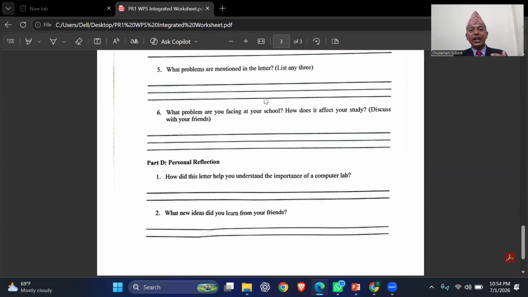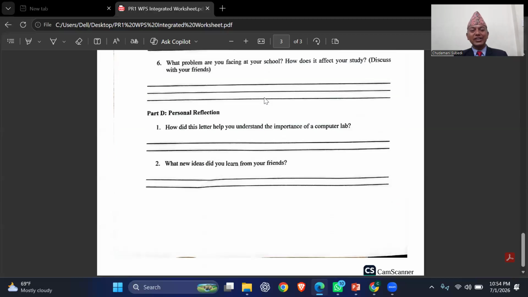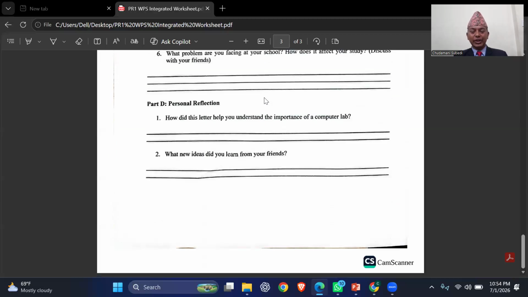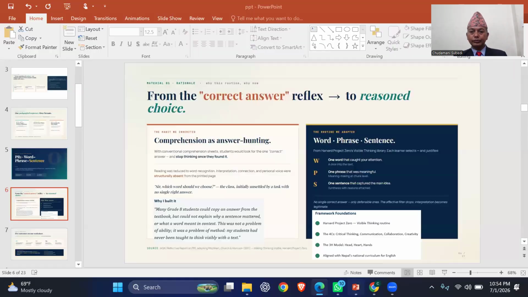How did this letter help you understand the importance of a computer lab? Okay. In the same way, what new ideas did you learn from your friends? In this way, we just show them this worksheet. Okay, this worksheet. Now we will go through our presentation slides. Let's see.